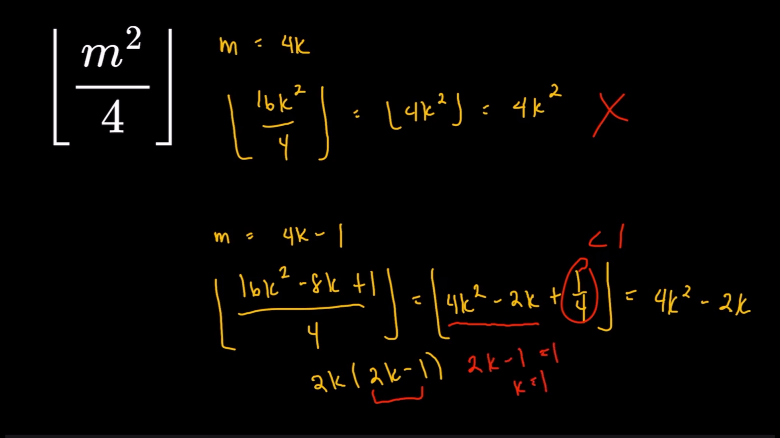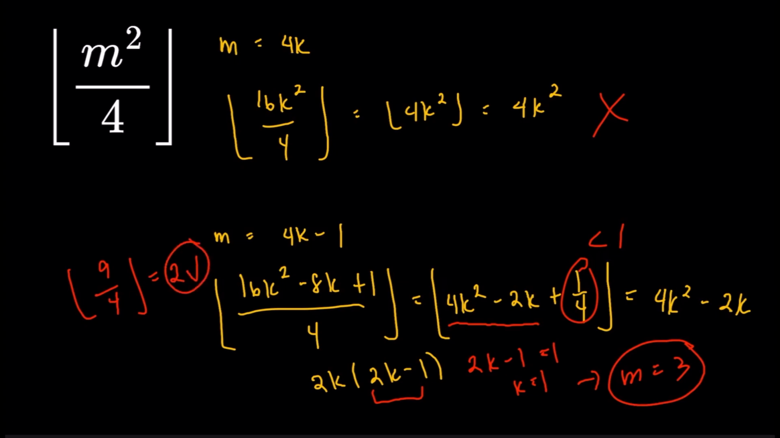I'll simply get k equals 1 here. And substituting k equals 1 into the format that we have here for m, we're going to get m here to be 3, right? We can always try to substitute m equals 3 here. M squared is 9, so floor of 9/4, that's going to be 2, and 2 is prime. So we have no problems here.